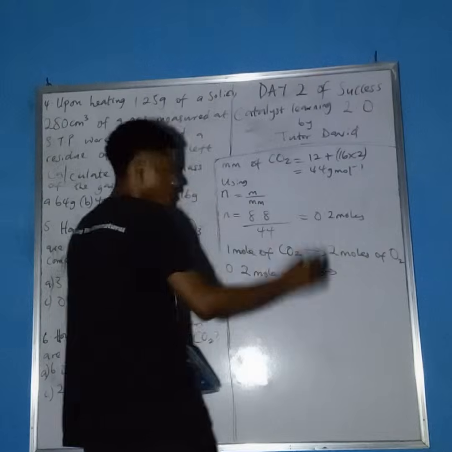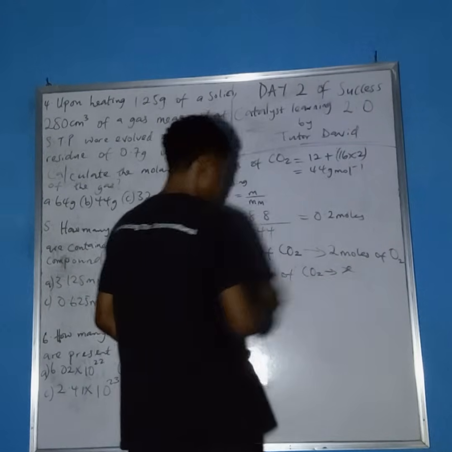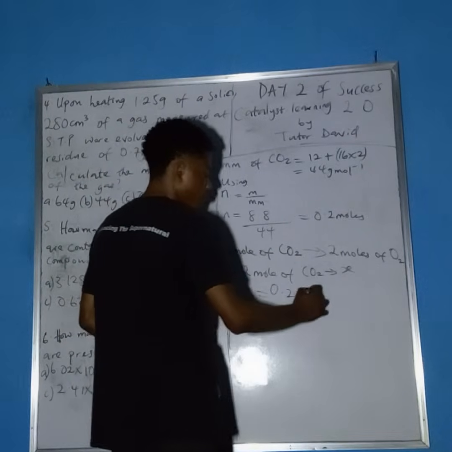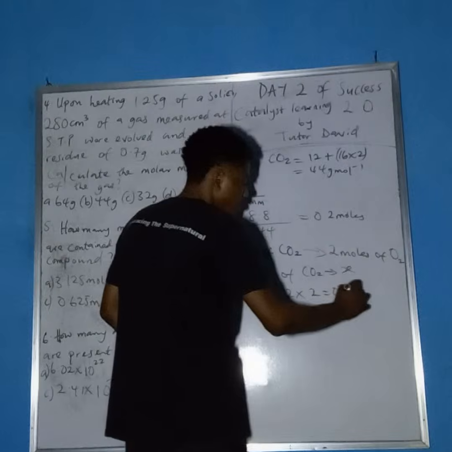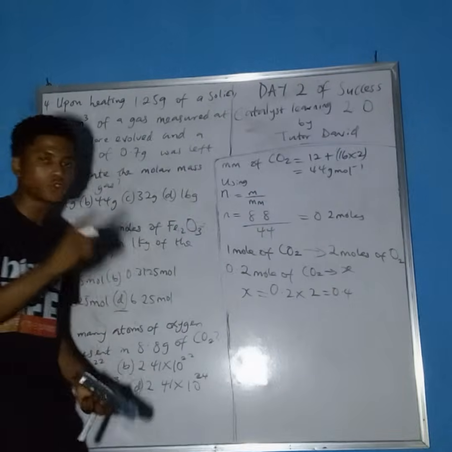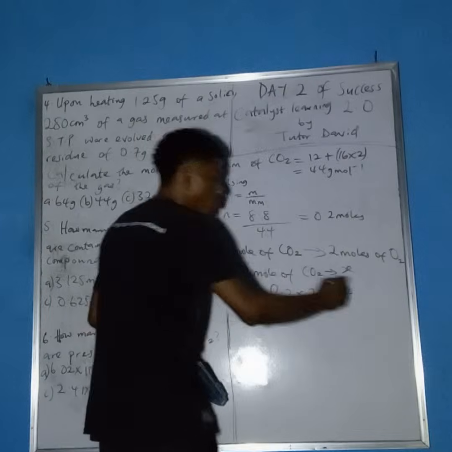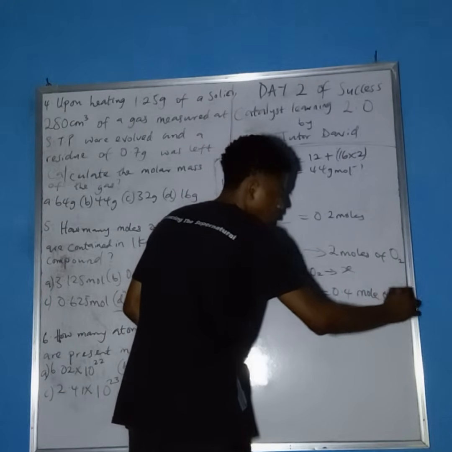So by doing that, we now want to cross multiply. So that's to say x, our x now was 0.2 times 2, which is now what? 0.4. 0.2 times 2 is 0.4. So that's to say that in 0.2 moles of carbon dioxide, we can get 0.4 moles of oxygen. It's 1 mole of oxygen, all right?